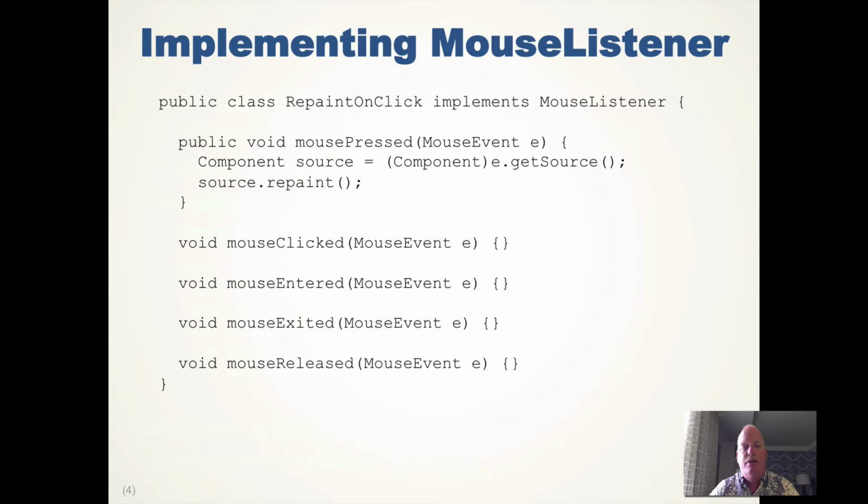We have to implement the other 4 methods, but we'd have empty bodies, so we're not actually handling mouseClicked, entered, exited, or released. We're just handling the press. So you can imagine putting in a whole set of different behaviors. Maybe on a mouseEntered, you want to do something, maybe highlight the component, or on mouseExited, maybe unhighlight the component, something like that. Same thing with mouseClicked. So when they go up and down, we do something different than when they just press the mouse button.